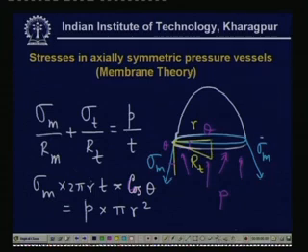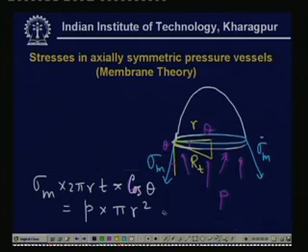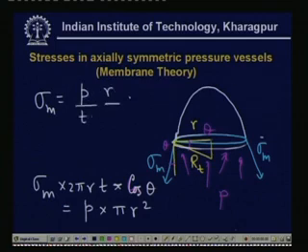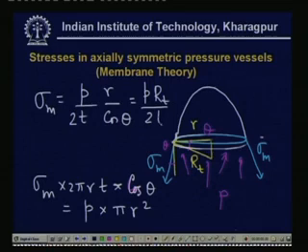Now, remember, if you write that, then you get sigma m equal to P r by t, and this is divided by twice, and this is cosine theta, and r divided by cosine theta is nothing but r t. So, P r t by twice t.